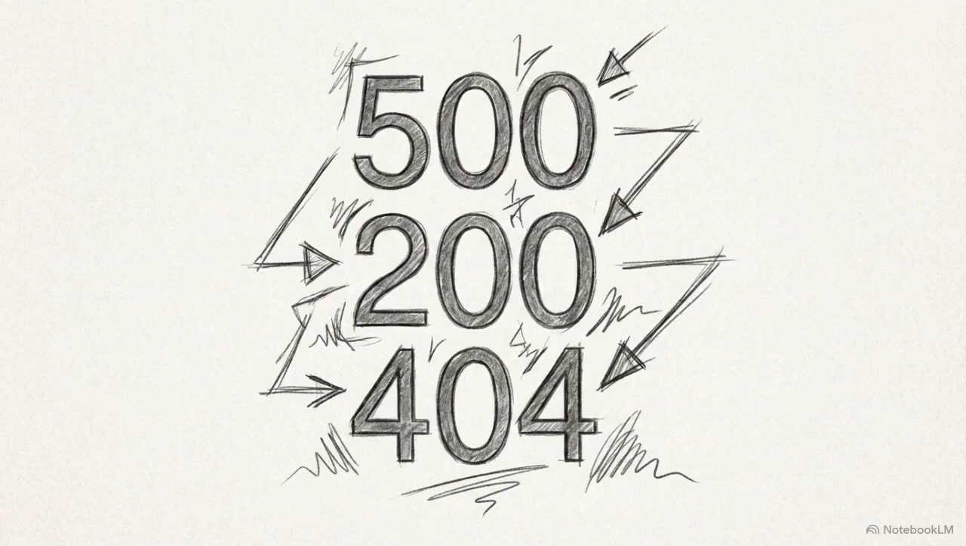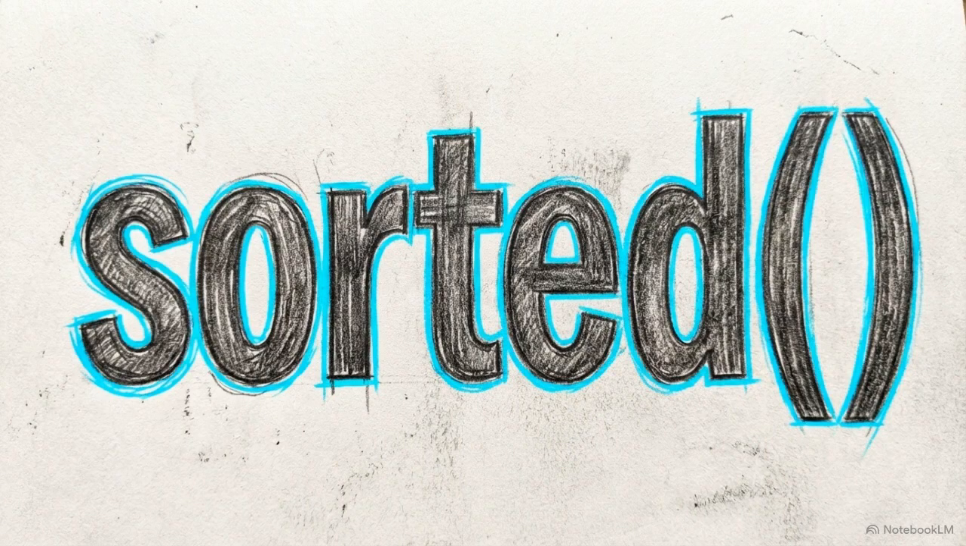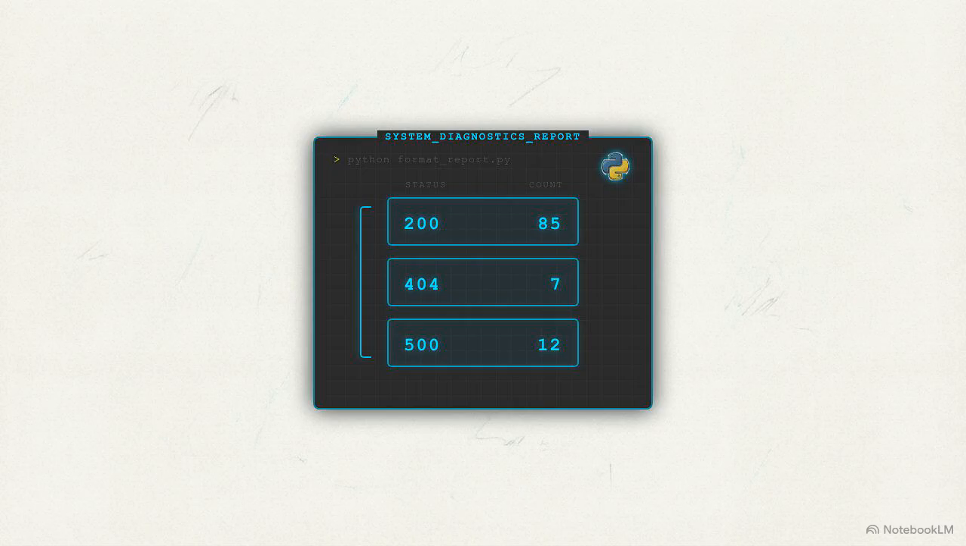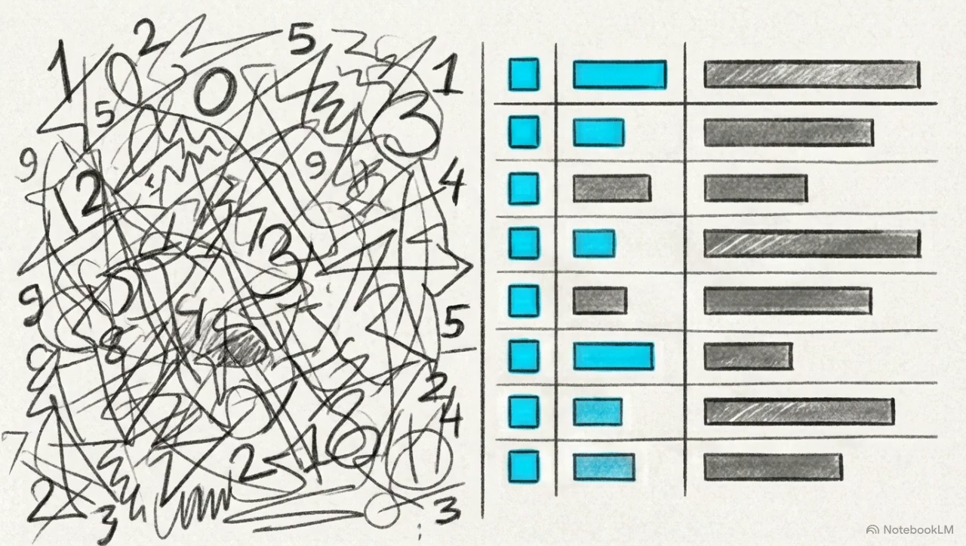Finally, we iterate through the status counts items. By wrapping this in the sorted function, we ensure the HTTP status codes are displayed in sequential order. Raw numbers are only useful if they are organized. This formatting is what converts mathematical totals into a report that an engineer can use.